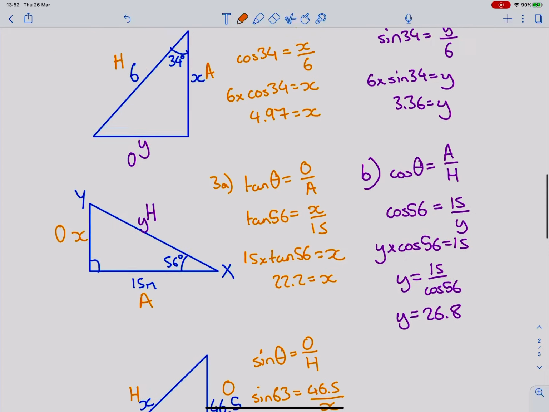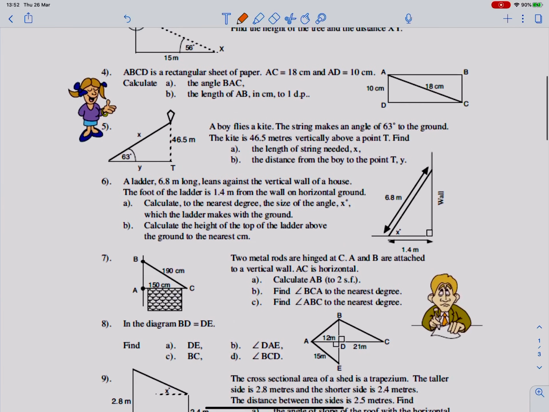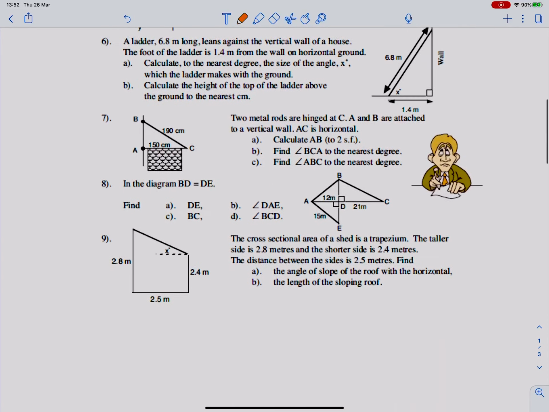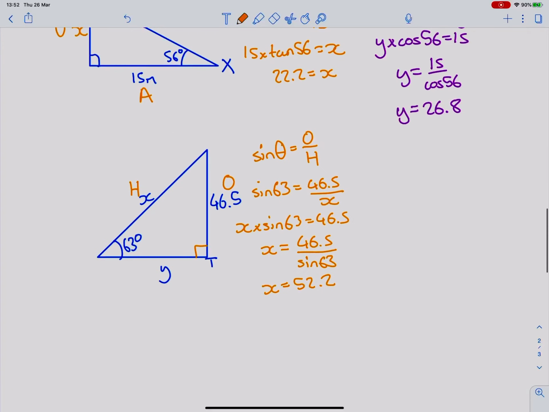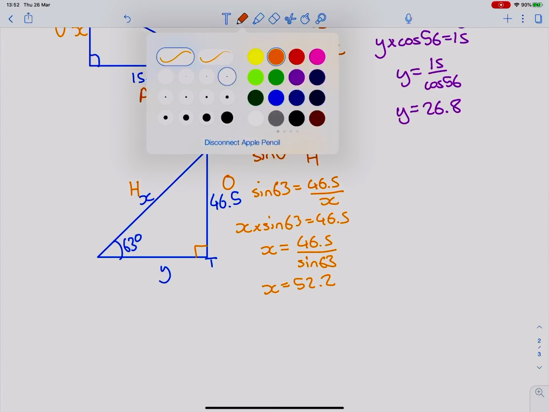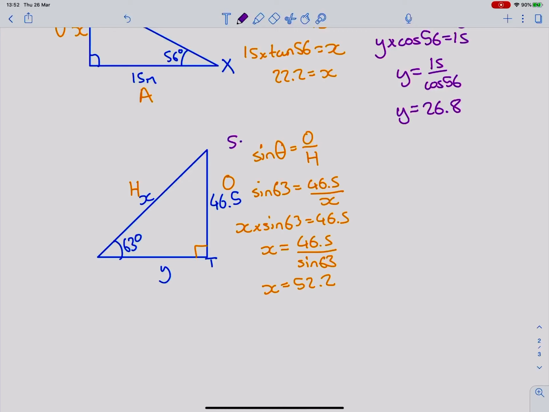So that's fine. Now you have to find the distance of the buoy from the point T. So find the distance of y. So that's 5a, 5b. To find the length y, y is your adjacent. It's next to the 63. So we've got opposite and adjacent, so we can use tan.